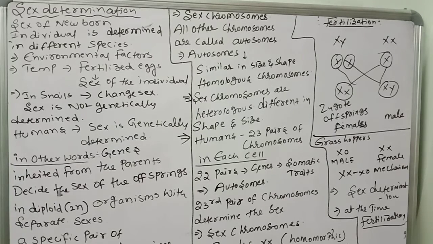What is next? Grasshoppers, the XO type. The ZW system is also there. Male heterogamete XY, female heterogamete ZW, like that. There will be male homozygous also. But in our syllabus, the XY method and the XO method are given.